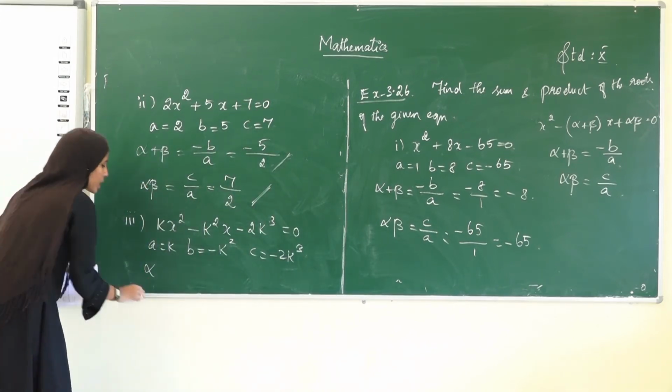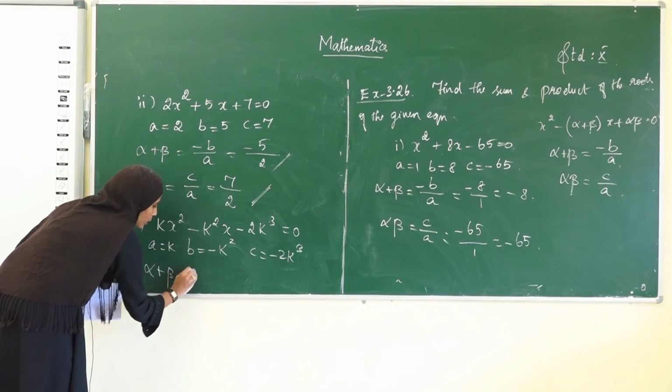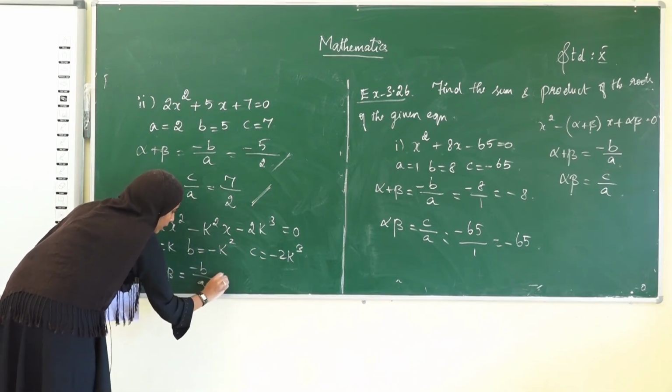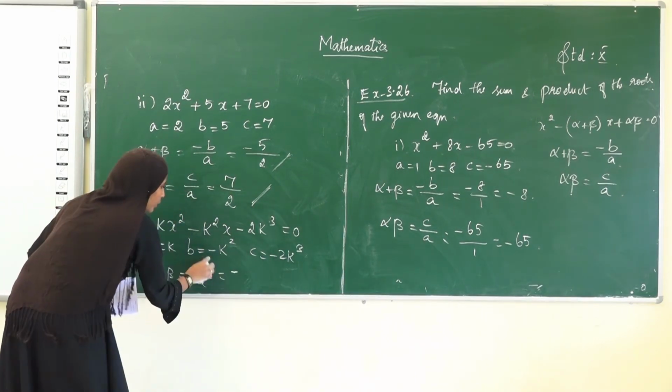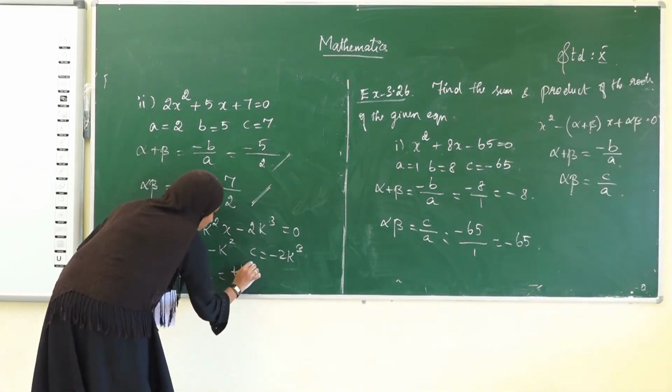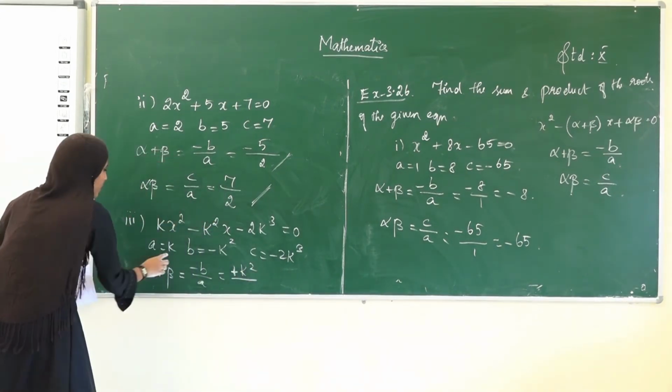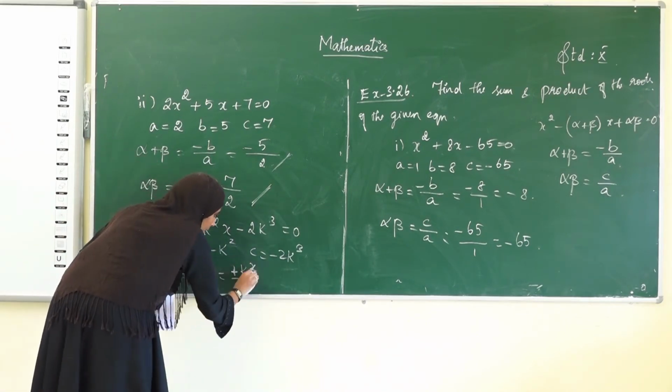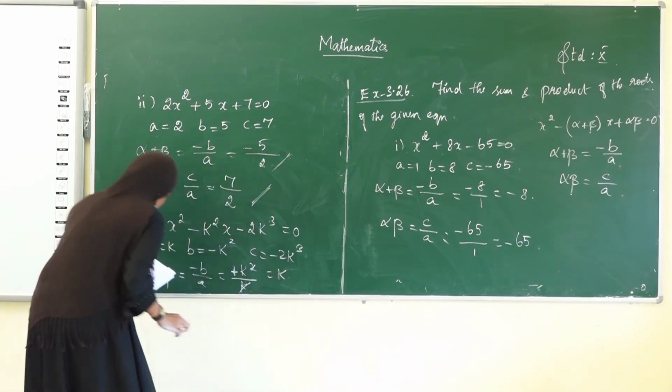What is the sum of the roots? Alpha plus beta is equal to minus b divided by a. Here, therefore, minus of minus k squared is minus into minus, plus k squared divided by a's value, which is k. It's cancelled, therefore the value is k.